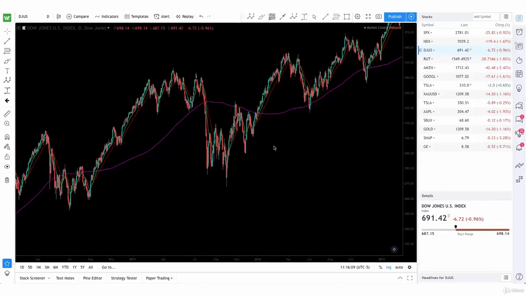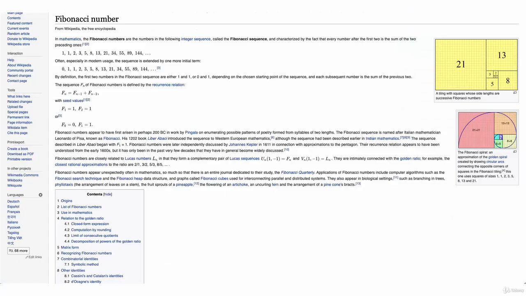All right, let's talk about Fibonacci sequence and the Fibonacci numbers. And why are they important for trading? Now, the Fibonacci sequence is characterized by the fact that every number after the first two is the sum of the two preceding ones. Okay?